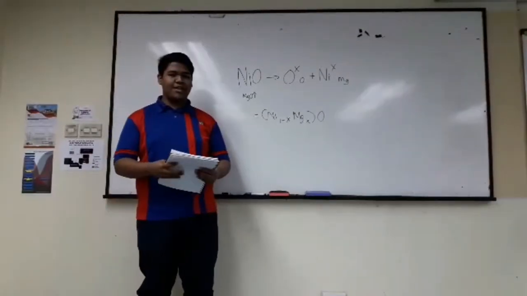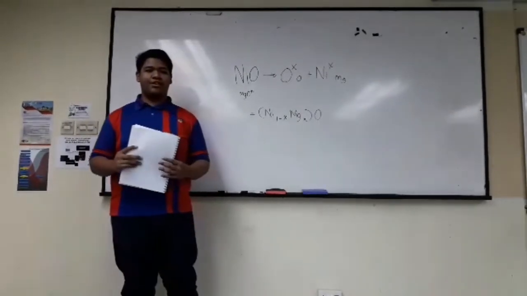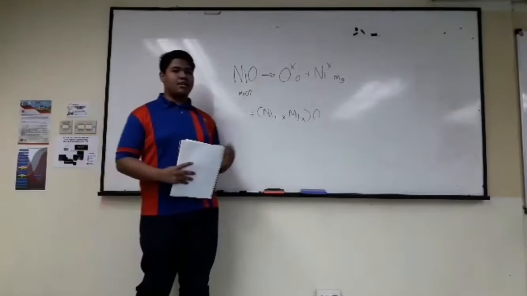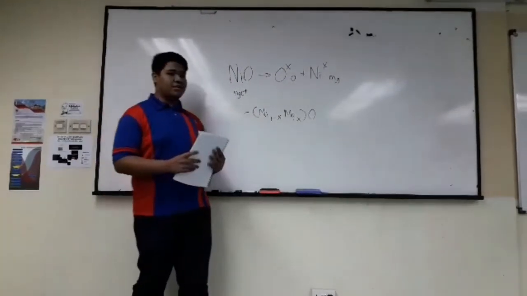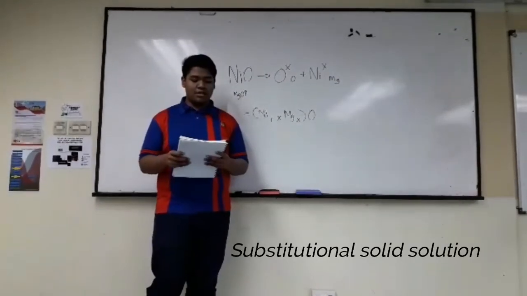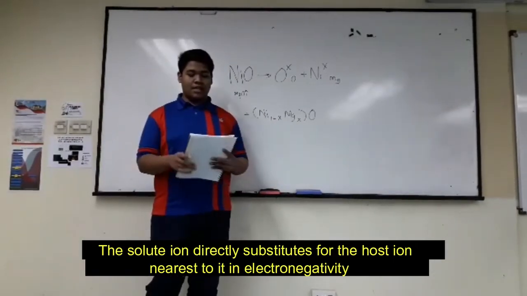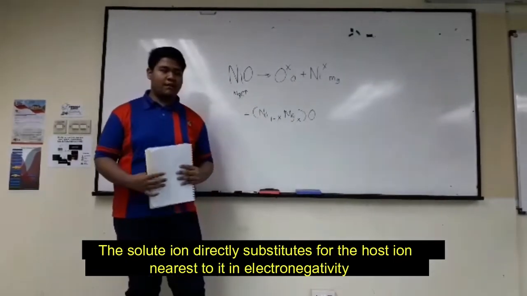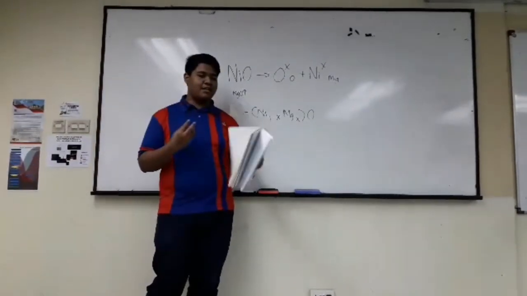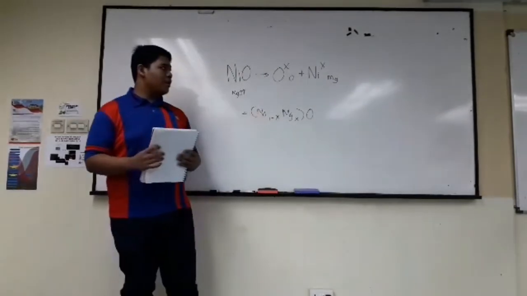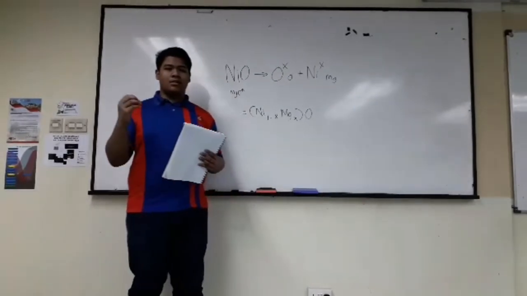Today I would like to explain about solid solutions. There are 2 ways for a solid solution to happen: substitutional and interstitial. Firstly, I would like to explain substitutional. In substitutional, the solute ion directly substitutes for the host ion with the nearest electronegativity. Like we learned earlier, it replaces the host. So in substitutional, the cation will substitute with a cation and the anion will substitute with an anion.